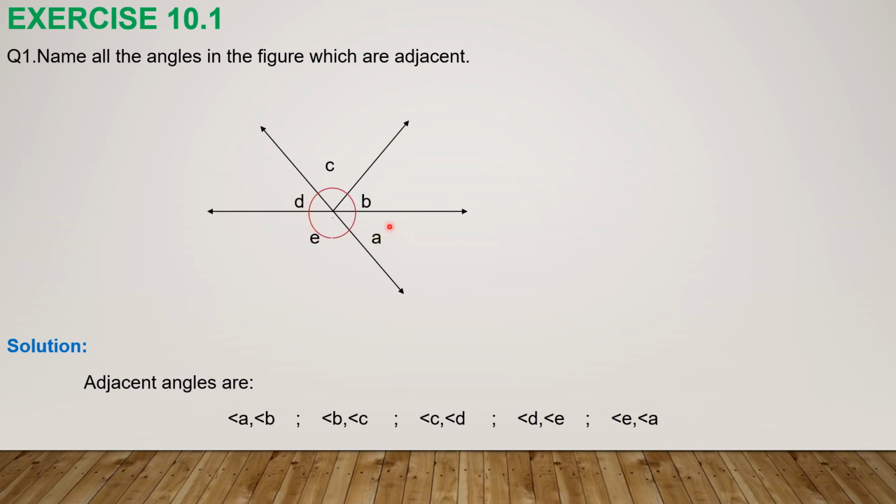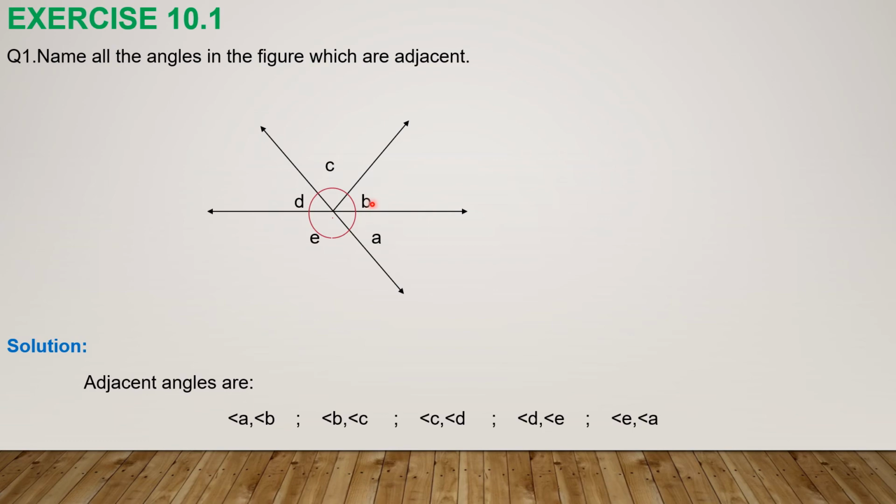How many angles are there? 1, 2, 3, 4, 5. Question is, name all the angles in the figure which are adjacent. You only have to tell which are the adjacent ones. So solution, adjacent angles are, now look here, angle A and B are called adjacent.